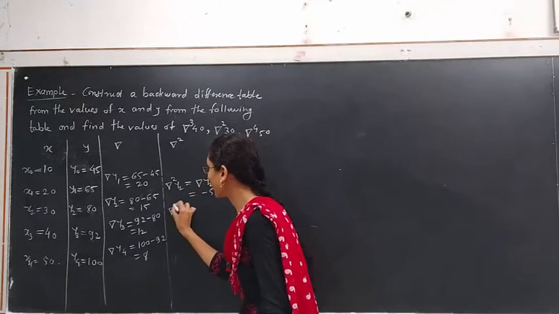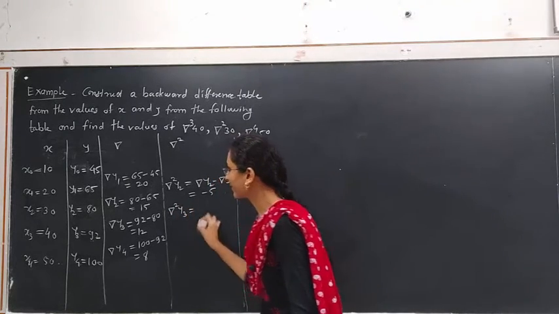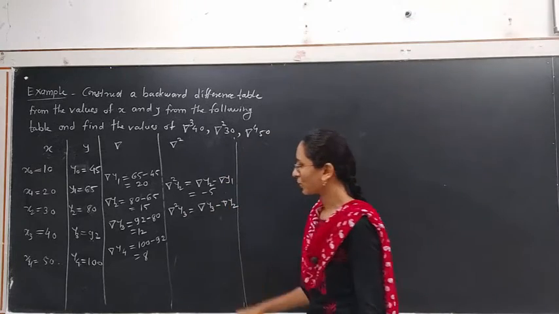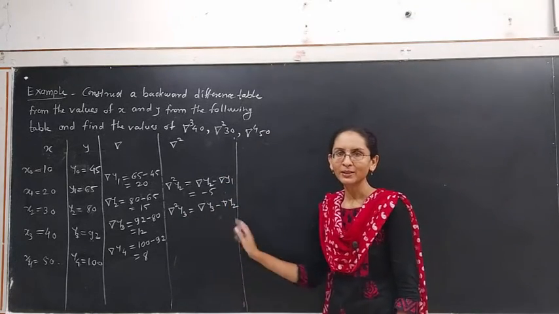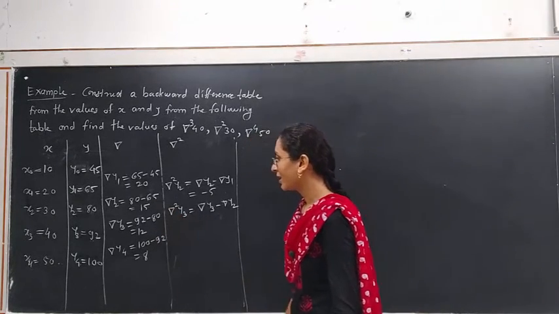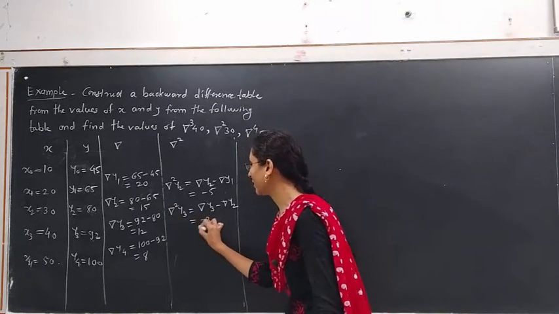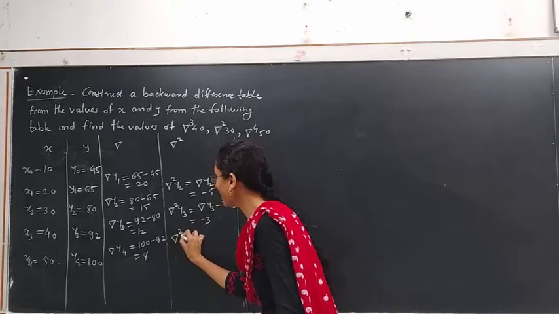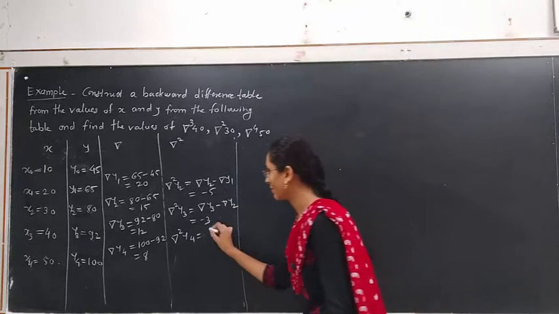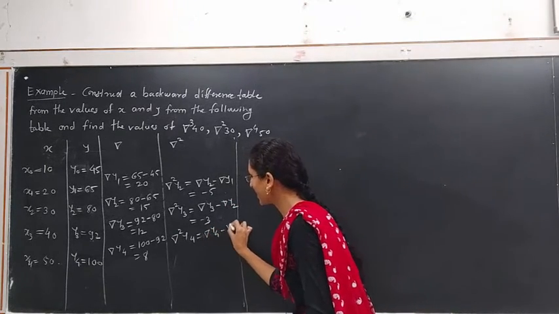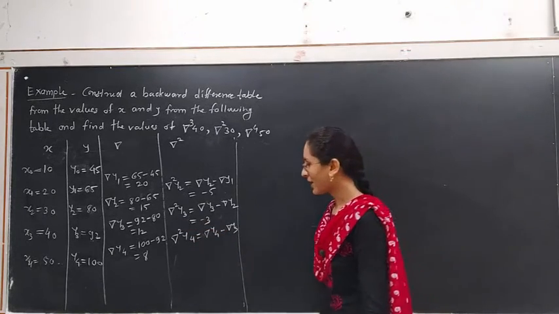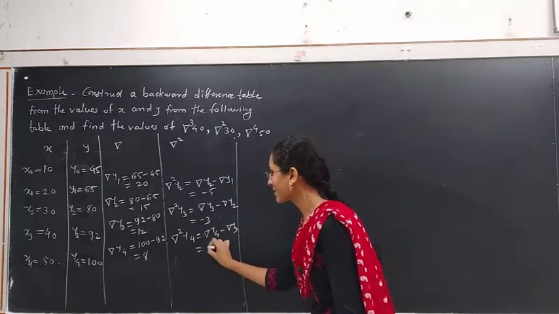Del square y3 is equal to del y3 minus del y2. In the previous column we have calculated these two values. Del y3 is 12, minus 15 is minus 3. Del square y4 is equal to del y4 minus del y3. Del y4 value is 8 and del y3 value is 12. This is equal to minus 4.